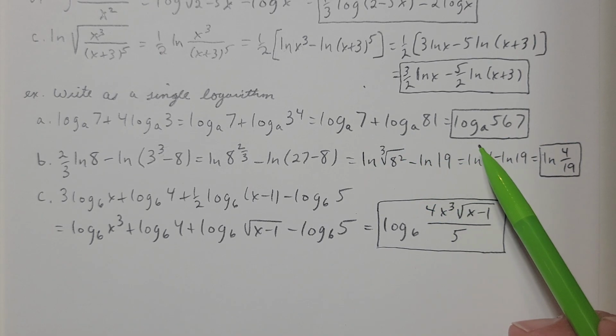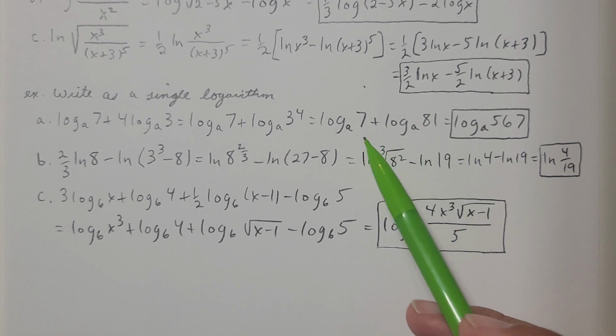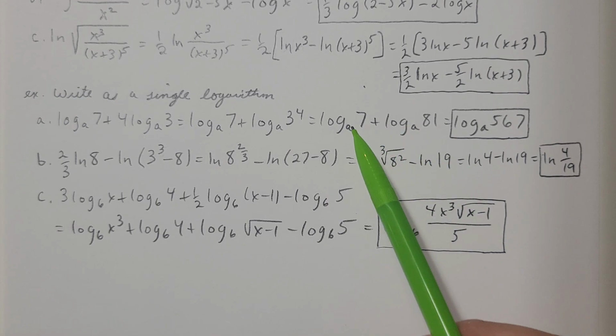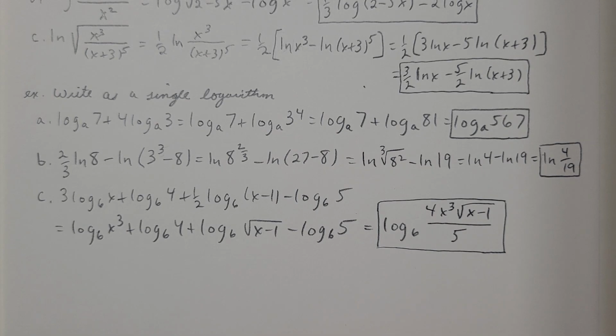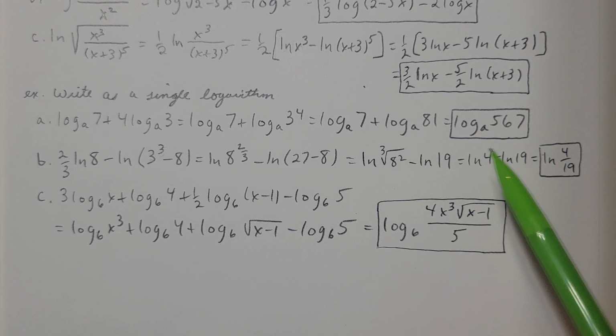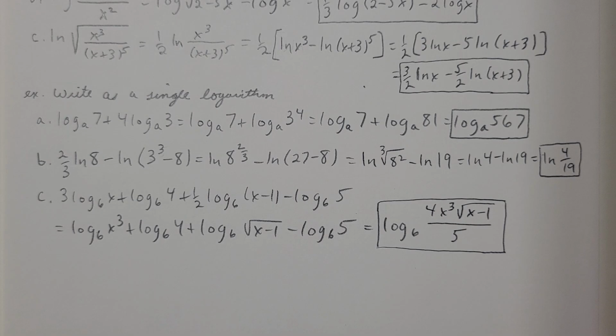So if I get my single logarithm, I'm going to have to multiply these inner terms. If I take 81 times 7, I'm getting 567. Okay, so go ahead and circle that. That would be my single logarithm. I got log base A of 567.